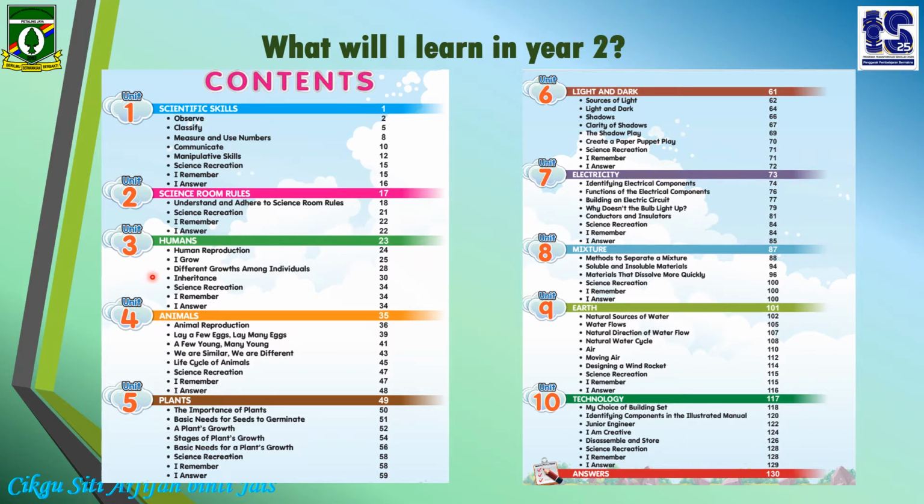Next, human. We will learn about human reproduction and inheritance. Unit 4, animals. Unit 5, plants. Unit 6, light and dark. Unit 7, electricity. Unit 8, mixture. Unit 9, earth. Unit 10, technology.